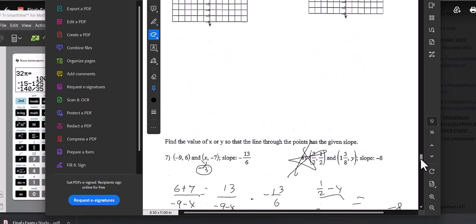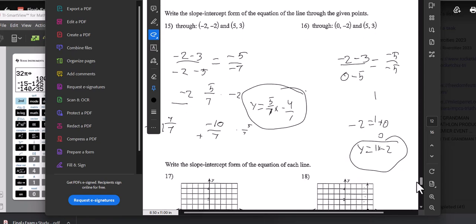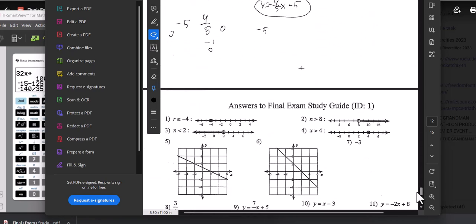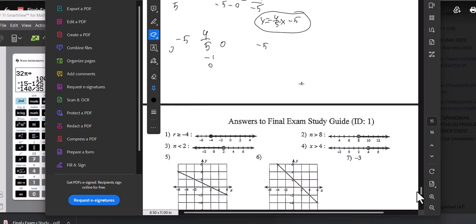Do we have answers to these? That looks right?